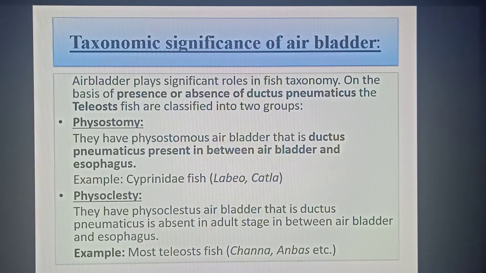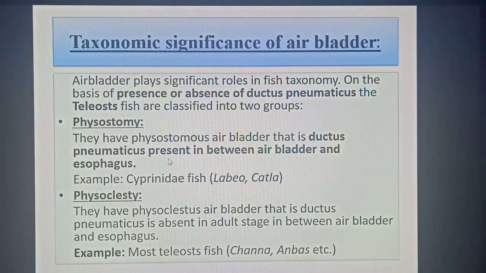What is teleost fish? Teleost is the name of an infraclass in taxonomy. The teleost fish are classified into two groups. Number one, physostomy. They have a physostomous air bladder, that is, the ductus pneumaticus is present in between the air bladder and the esophagus.